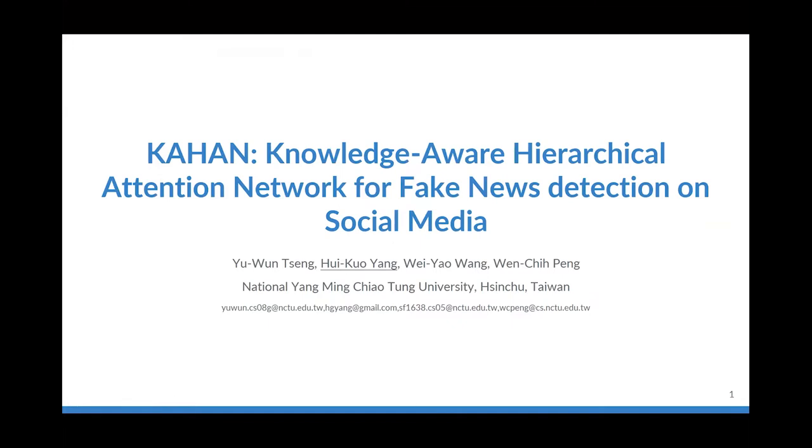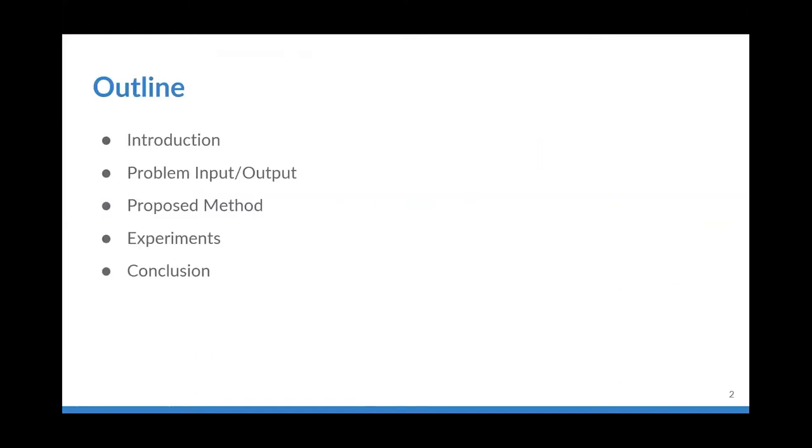Hello, everyone. My name is Hui Guo Yang. I'm from National Yang Ming Chiao Tung University in Hsinchu, Taiwan. The title of my topic is KAHAN, a knowledge-aware hierarchical attention network for fake news detection on social media. Here is the outline of my presentation.